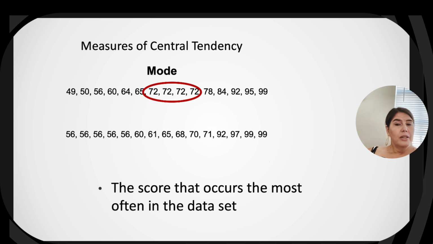The mode is the score that occurs the most often in a data set. So you rank the scores from highest to lowest, and you tally how many of each score was obtained, and the mode is the score that occurs the most number of times.